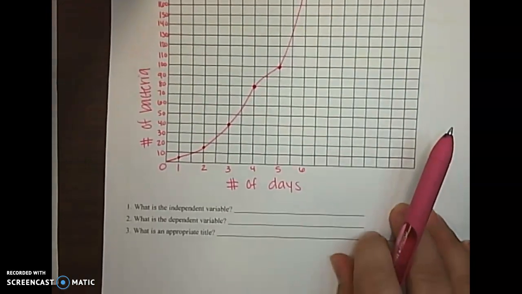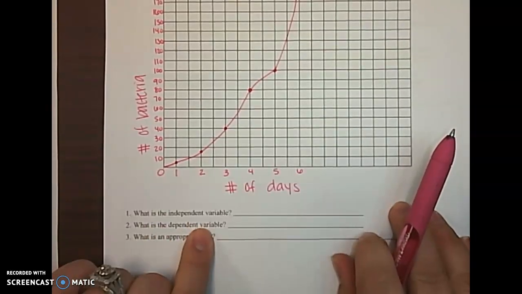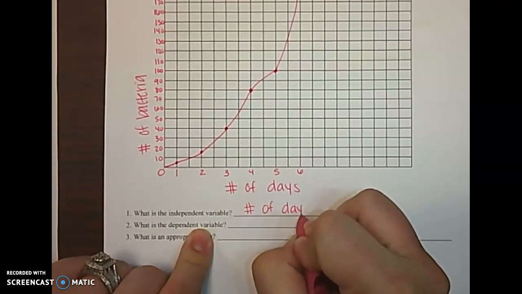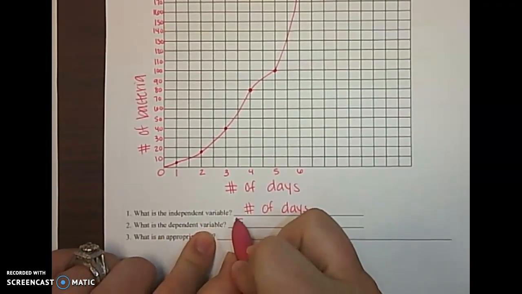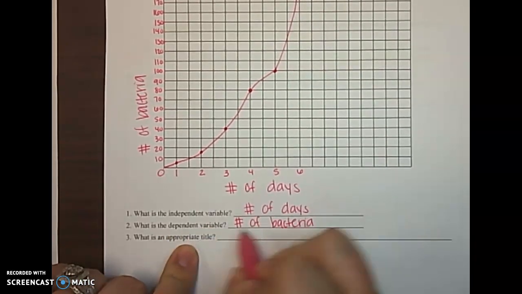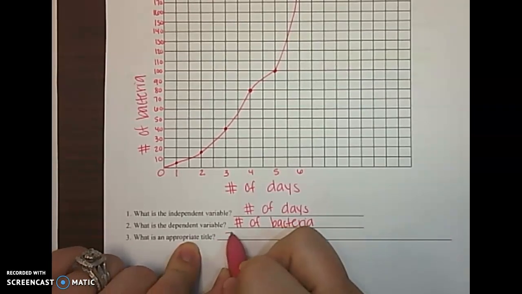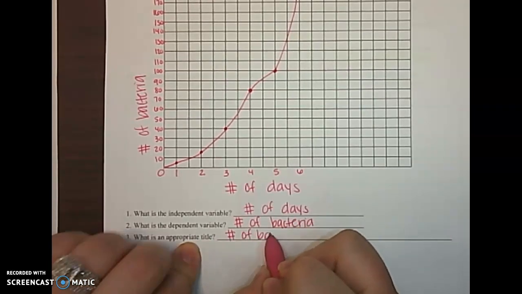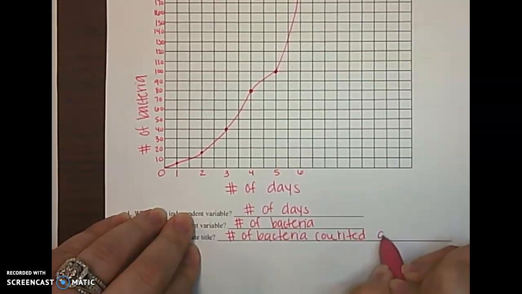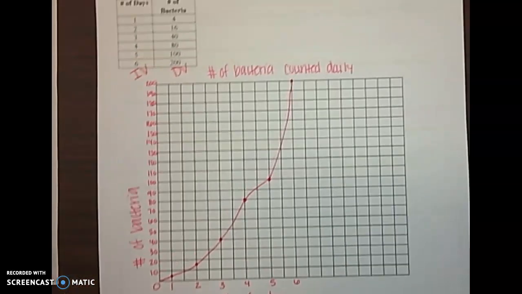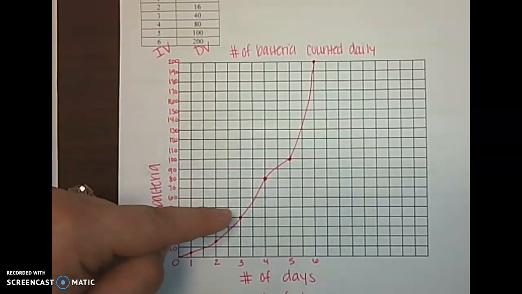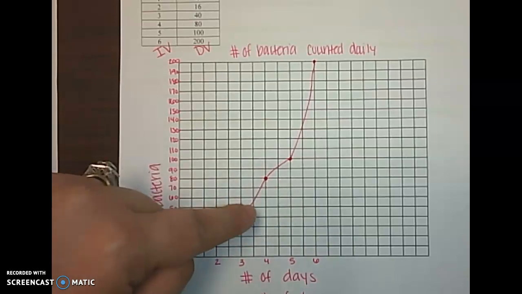So going down to the bottom, we're going to answer our questions. Our independent variable we've already determined is the number of days. Our dependent variable is the number of bacteria. Then we determined that the appropriate title was the number of bacteria counted daily. Now, on your test, I could ask you to identify or locate one point and discuss that point.